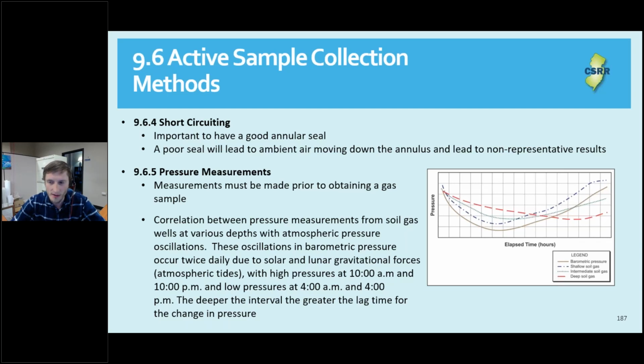So the image on the right shows a rough relationship between the two. The brown line shows the barometric pressure. The blue line is a shallow well where it lags a little bit, but it follows the curve of the barometric pressure. The green line is the intermediate well where it lags even more, and the red line is for a deep well which lags significantly and doesn't really follow the curve. Next slide, please.